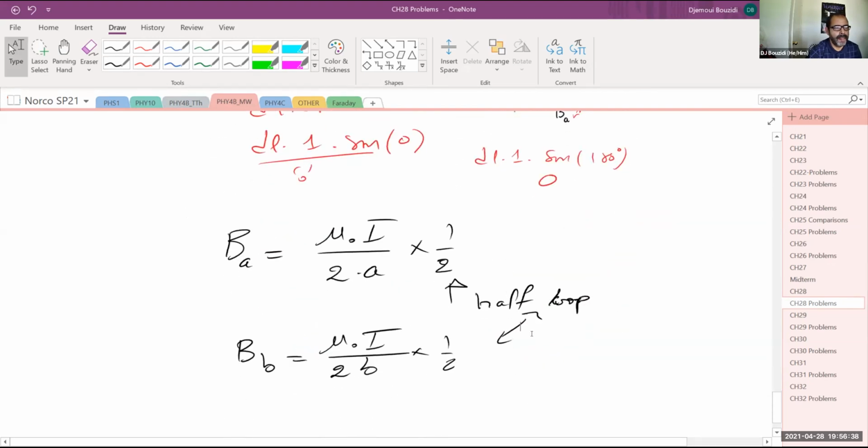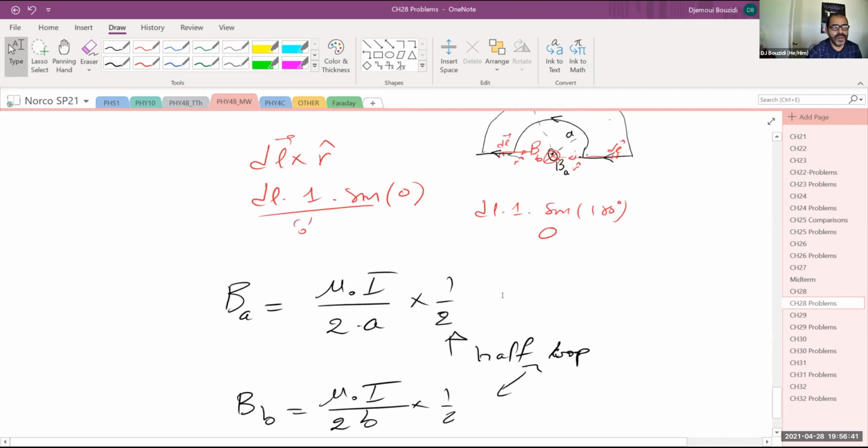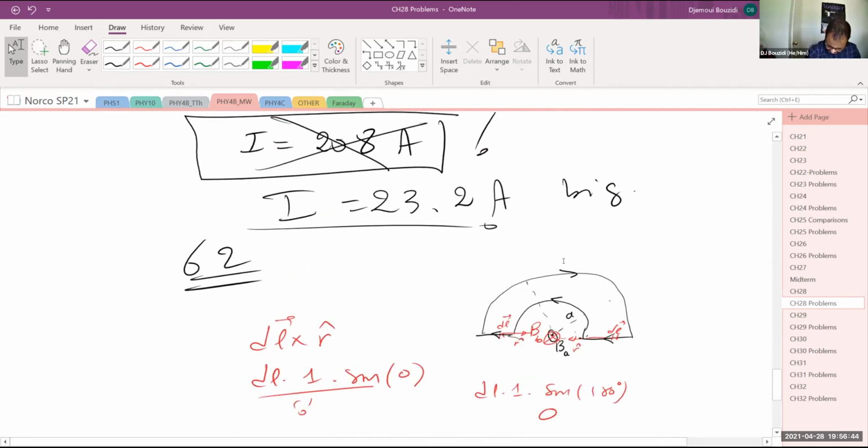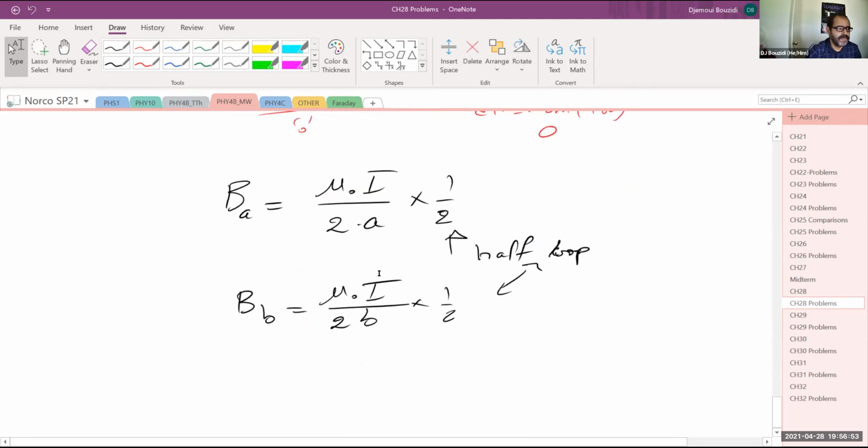Now, having said that, the current is the same current, I. If you look at the problem, the same current flows through the entire loop, which is in this weird shape, okay? But then A is less than B, which means that BA is more than BB. Because when you divide by a smaller number, you end up with a higher number. The inverse of a smaller number is greater than the inverse of the bigger number. If A is half what B is, then this will be twice as much as the other one is. Everything else is the same.